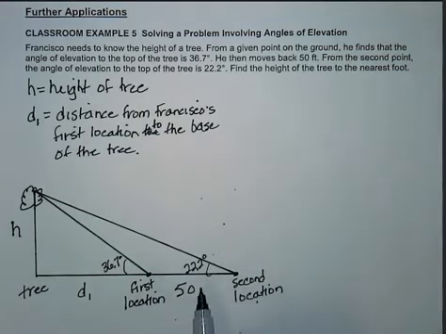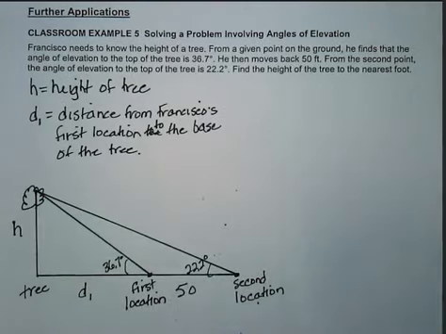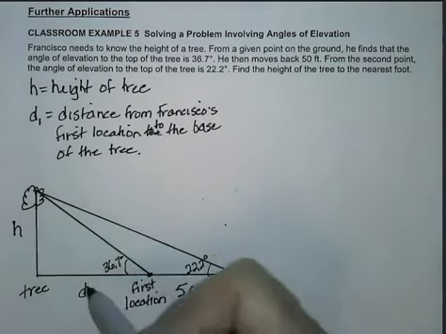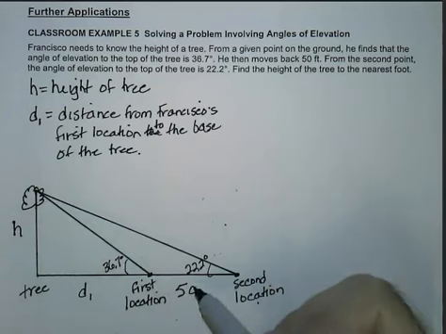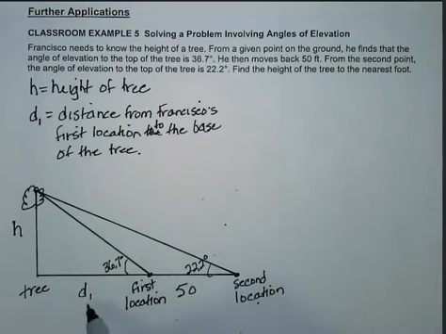Now what we want to do with this is find the height of the tree. This is a little bit misleading because you might think that you can just use the h and the d1 or the h and the 50, but actually you can't do that. 50 isn't the base of this bigger triangle. The base of the bigger triangle would be d1 plus 50.